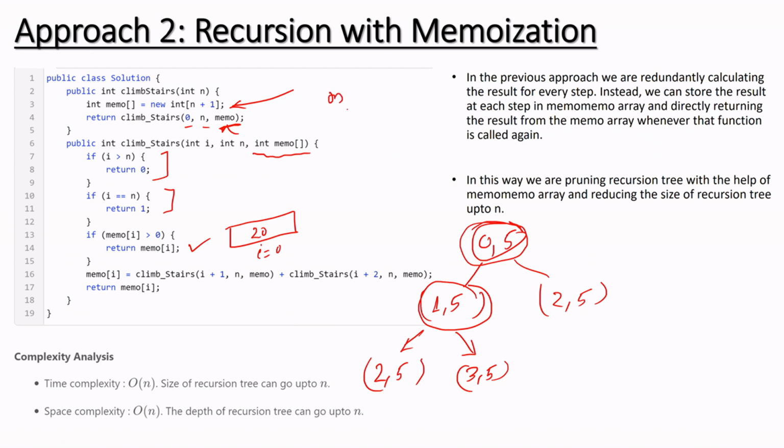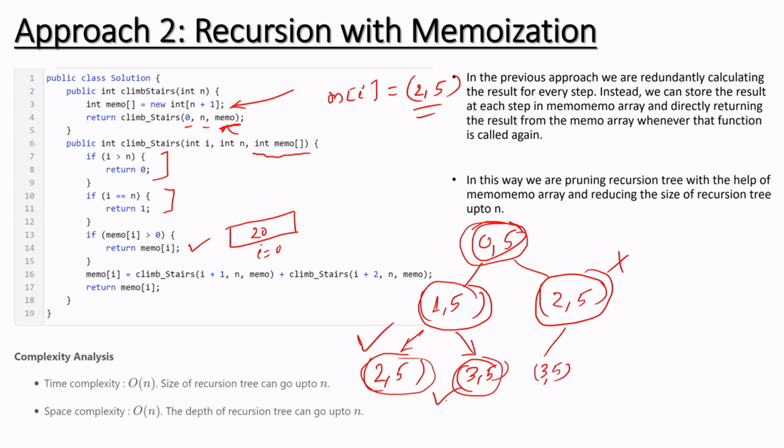We will take m of I and store what? 2 5 data is already there. So when we come here the second time, we will see that we have already calculated for this node, so we do not need to calculate here. Similarly, if we move here, we get 3 5, which we have already calculated and stored in memory. So here we do not need to calculate, and here will be 2 5.